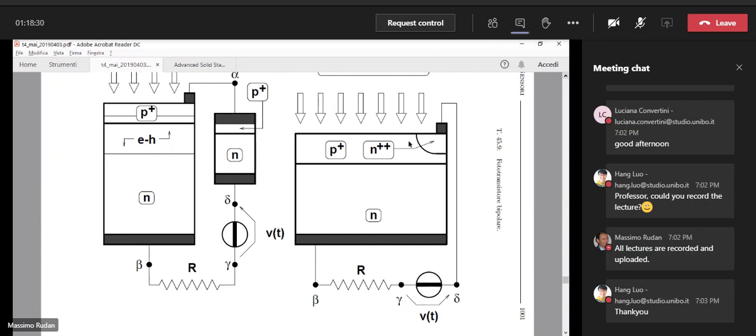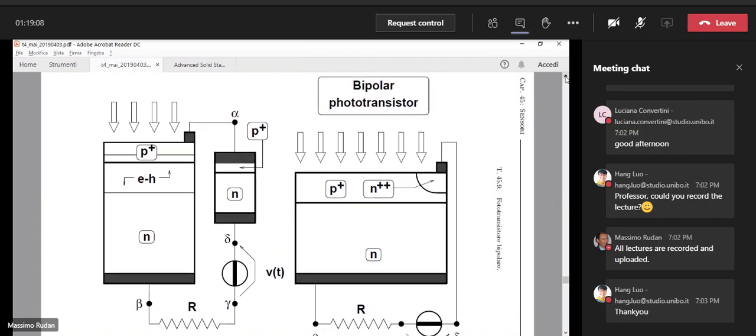So of course we keep the P plus region that now has become the base of the NPN transistor. We keep it very large in order to have a large area exposed to the radiation. And also, we don't have any contact to the base. The base has no contact, of course. Okay, the base is floating. Okay, so this is the bipolar phototransistor. Okay, the bipolar phototransistor.